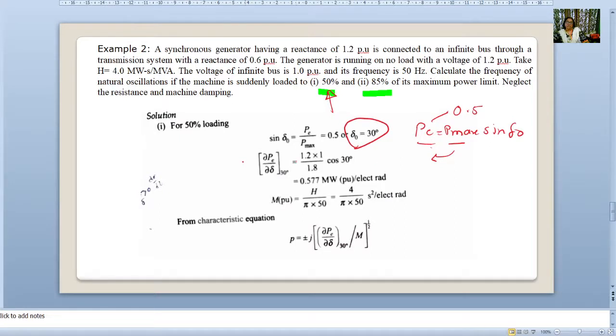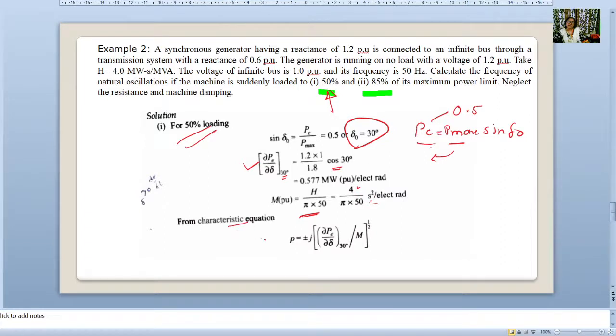Now at 30 degrees, that is at 50% loading, we calculated the synchronizing power coefficient, del P by del delta at 30 degrees, into cos of 30, so it will be 0.577 megawatt per unit per electrical radian. M we can calculate as H upon pi f, with H given, in second square per electrical radian.